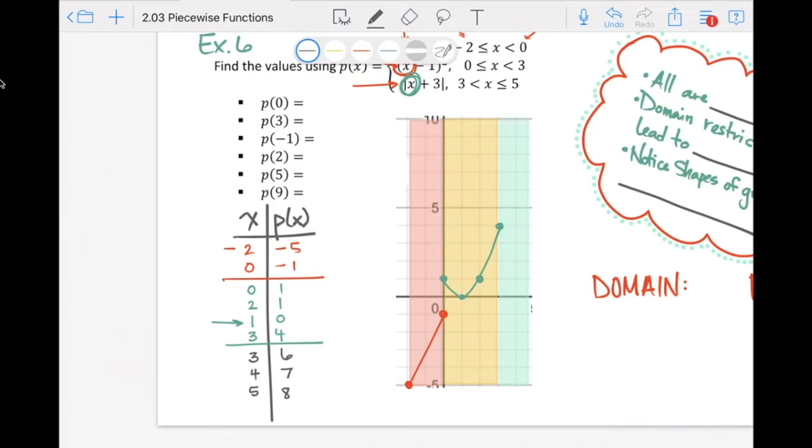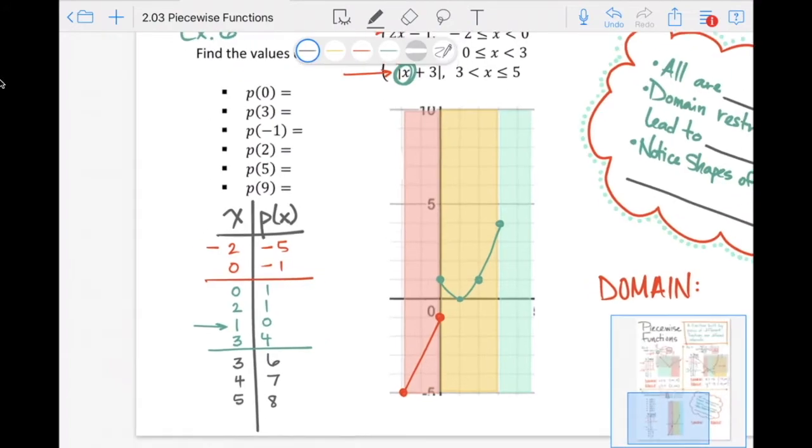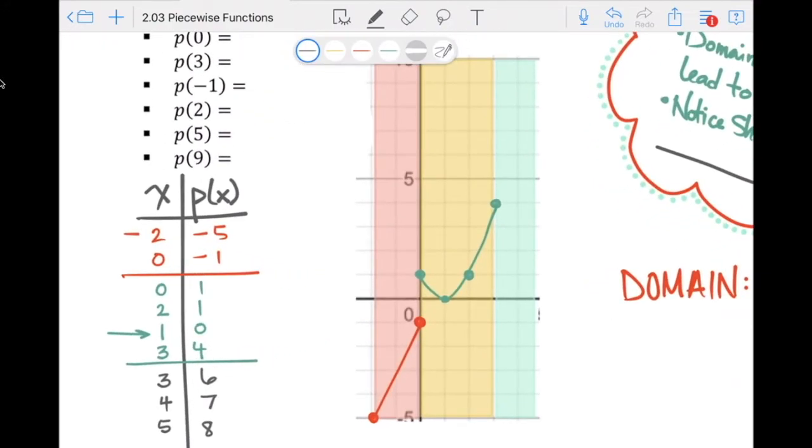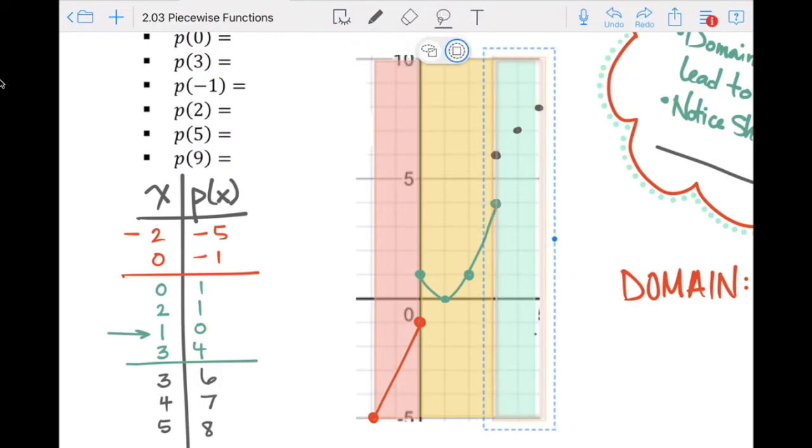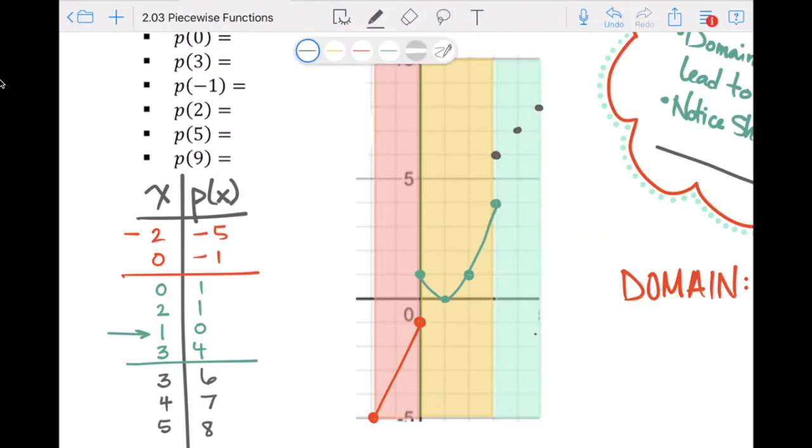So let's go ahead and plot those points. We can do 3, 6, which is right here, 4, 7, which is right here, and 5, 8, which is right here. Let me adjust my window a little bit just so it encompasses that. And here's our line. Now here's the deal.